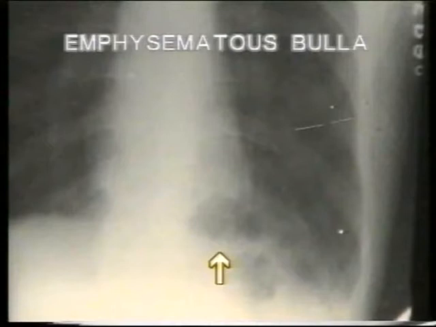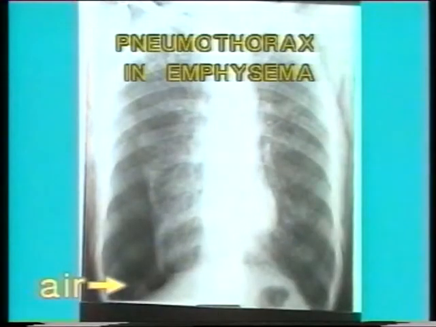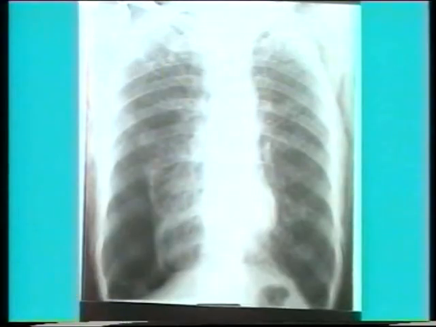Large bullas may replace normal lung tissue and reduce the vital capacity of the lungs, resulting in severe breathlessness. Or the bullas may rupture, giving rise to a spontaneous pneumothorax. Note the pneumothorax on the right side shown by the arrow. The right lung is partially collapsed and features of emphysema are seen in both lungs. Note the wide intercostal spaces, very low and flat diaphragms, and a classical teardrop heart.